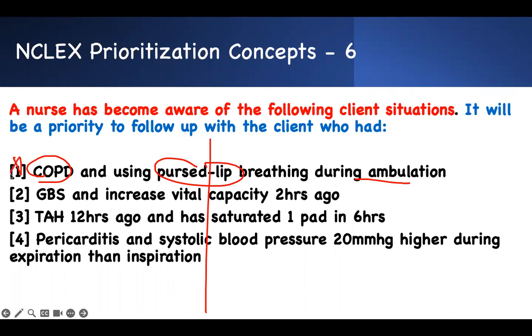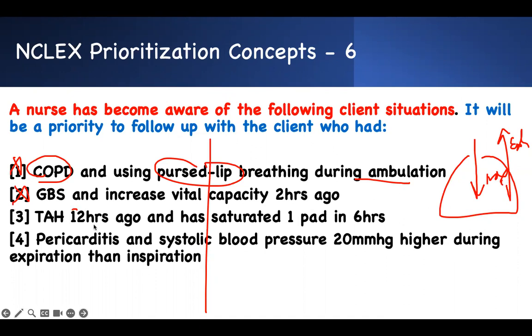Don't worry about it. I have GBS, and I've increased my vital capacity 2 hours ago. That is excellent. Vital capacity is the maximum amount of air you put in your lung and the maximum amount of air you exhale. That means this guy does not have a lung function problem. Therefore, it's good. The only way you worry about them is if they have an airway issue. It's not having an airway issue.